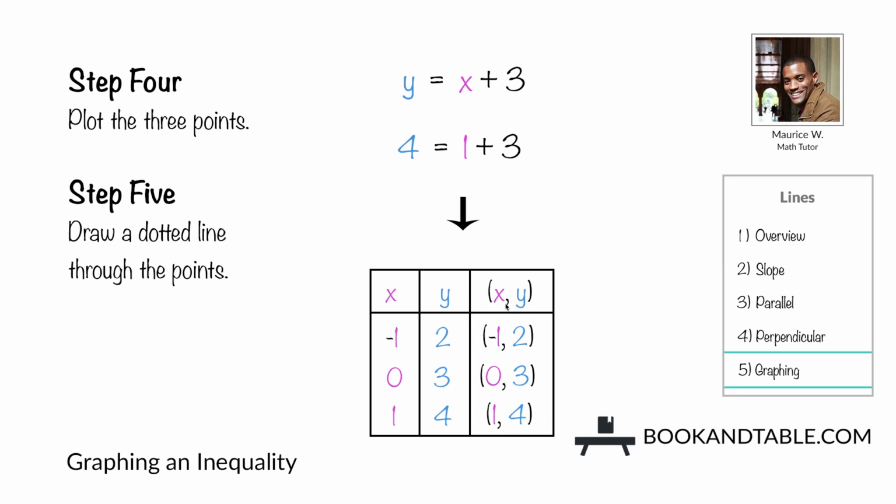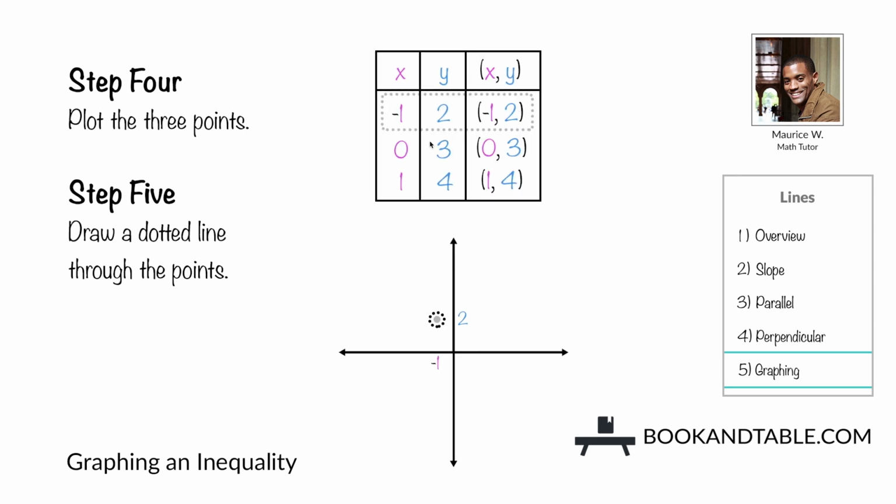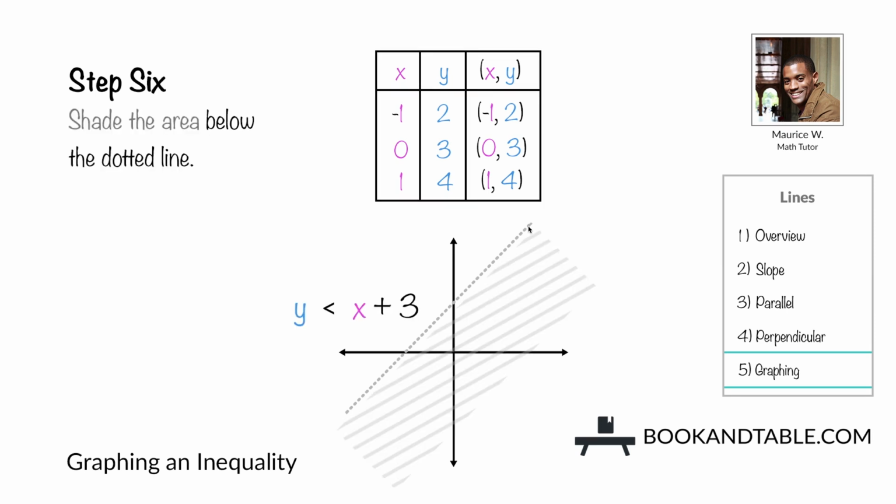And then step 5, instead of drawing a straight line, we're going to draw a dotted line through the points. Since we know the inequality that was given is y is less than x plus 3 instead of y is equal to x plus 3. So we plot -1, 2. We plot 0, 3. And we plot 1, 4. And again, since it's less than, not equal to, we'll draw a dotted line instead of a straight line. And since it was less than, we're going to shade the area below the dotted line for step 6. So this would be the sketch of y is less than x plus 3.